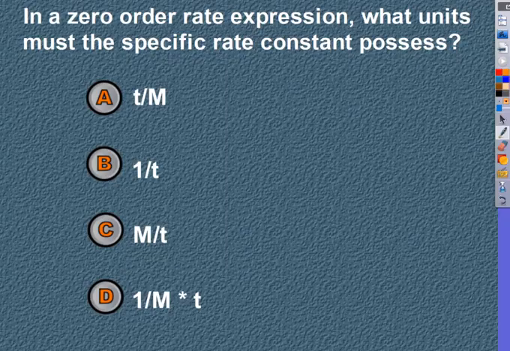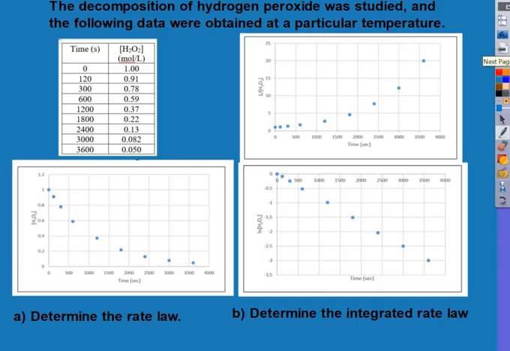So your questions are going to look like these, where you're given some data and we have some graphs. So this graph would be zero order if it was straight. This one would be first order. This one would be first order, and this one would be second order. I'm getting that from my axes.